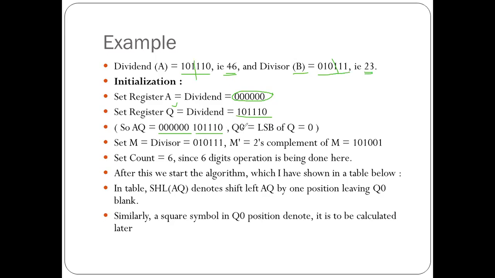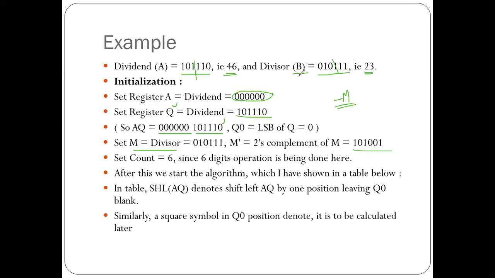And right now here Q0 is 0, the LSB of Q. And M is our divisor 0, 1, 0, 1, 1, 1, which is 23. Since in your algorithm you may be required to add the divisor or subtract the divisor, I need minus M also. Subtraction I can perform by adding the 2's complement of M. For that I am calculating minus M, the 2's complement of M, which is nothing but 1, 0, 1, 0, 0, 1.